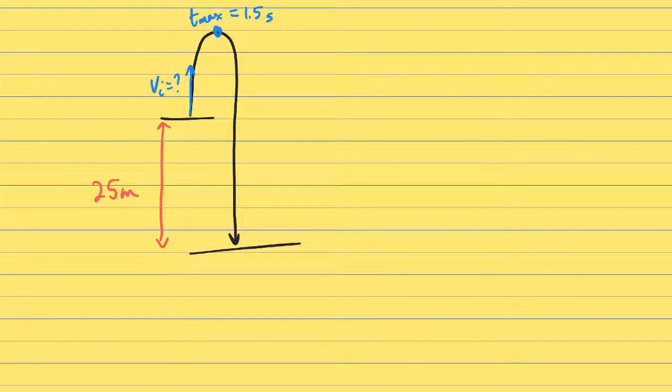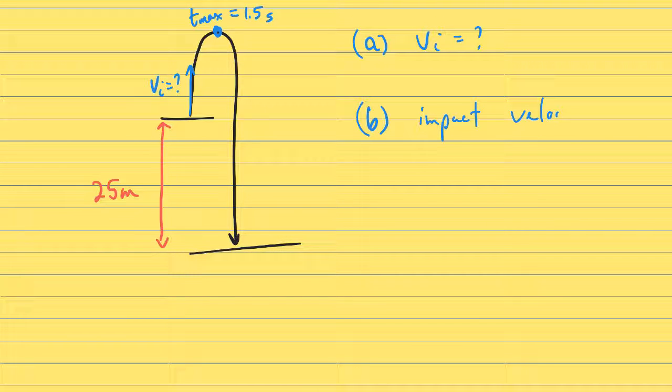So again, part A, what is VI? And then part B, find the impact velocity. So we're not even asked in this problem about what is the max height. We're just asked to find the initial velocity of this problem.